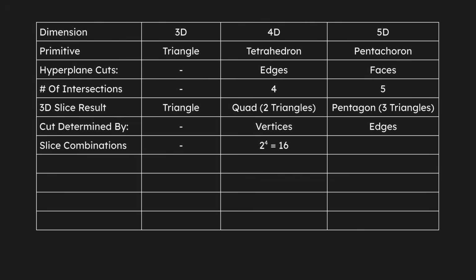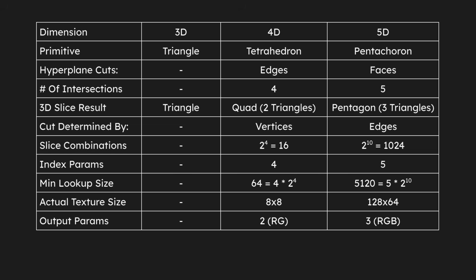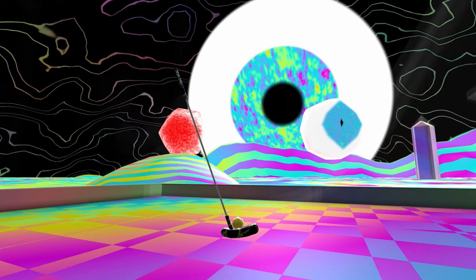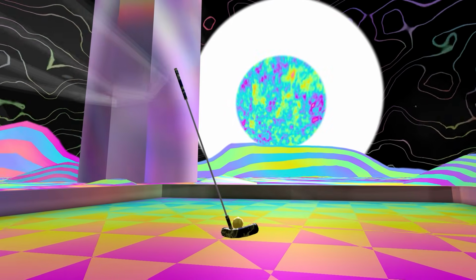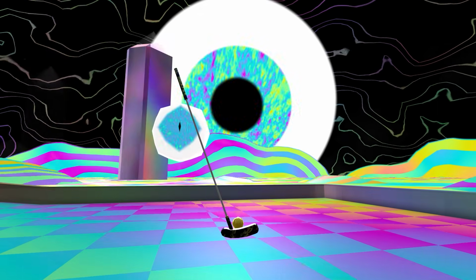Since there's 10 edges, that means this time we have 2 to the 10th possibilities, or 1024 combinations. Adding all those bits plus the index bits results in a much larger lookup table, which is now a 128 by 64 RGB texture. And here's how that looks. Generating and using this lookup table was definitely the most challenging part of getting 5D to work. And it's the core reason this game is able to run at all with reasonable frame rates.